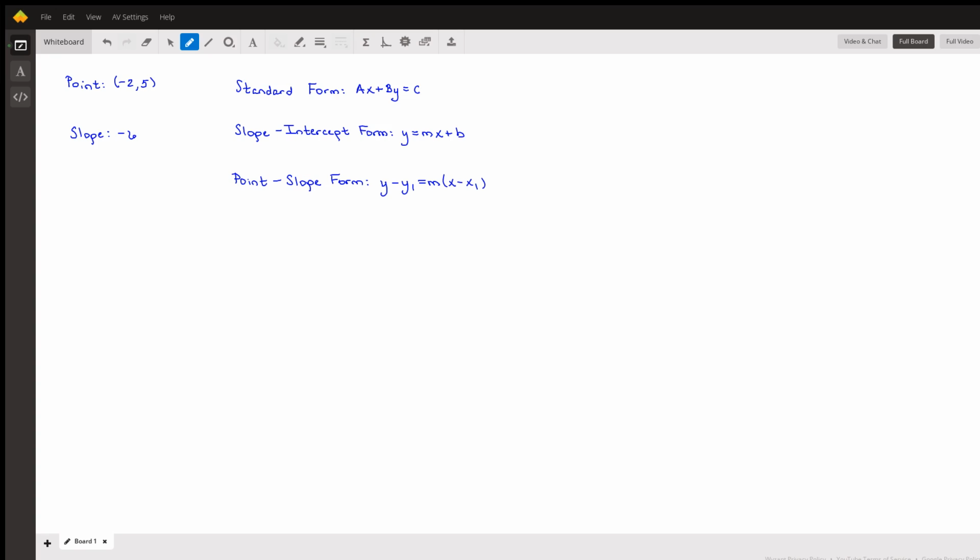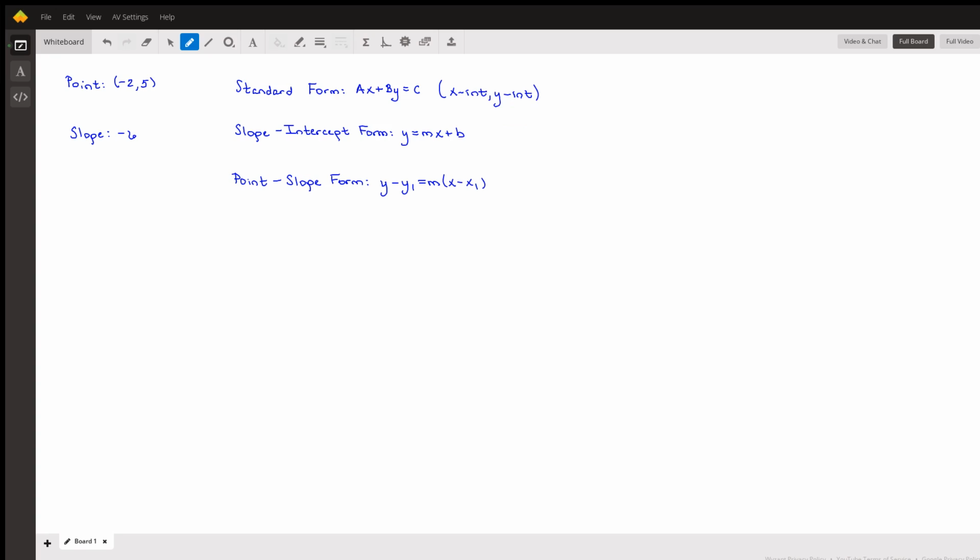The first one is called standard form. Standard form is really good if we were given x-intercepts and y-intercepts. That's the one we want to use for it, but they didn't give me that information. So I'm going to put a little note here to the side. This is really good if we are using x-intercepts and maybe y-intercepts, but that's not the information I was given.